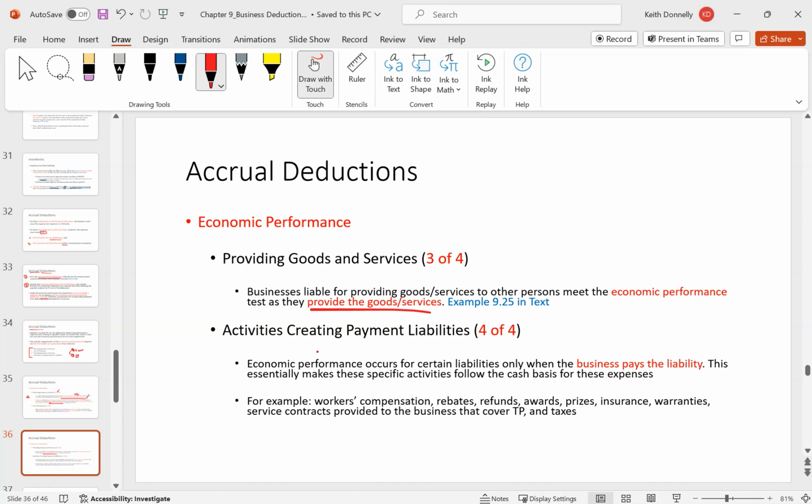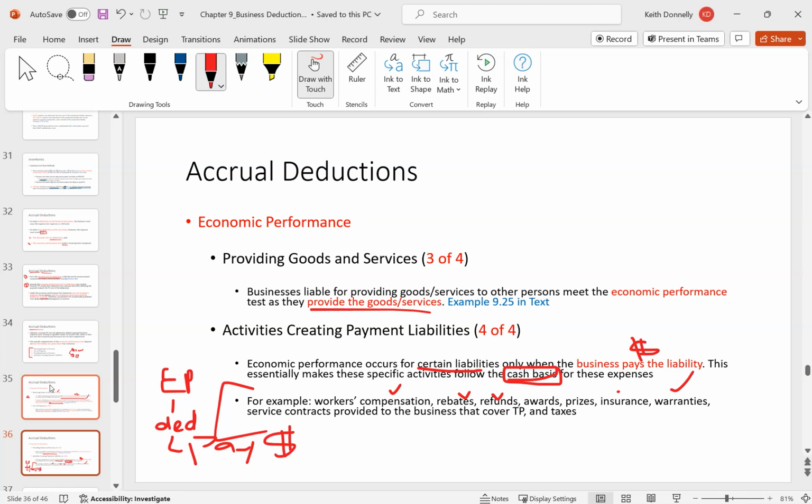And then 4 here, right, it says economic performance occurs for certain liabilities only when we actually pay it, right? So really it turns certain liabilities into cash basis. So example, workers' comp, rebates, refunds, right, insurance, warranties, right? The idea with these is you only get economic performance, therefore you can only deduct whenever you pay these, okay?